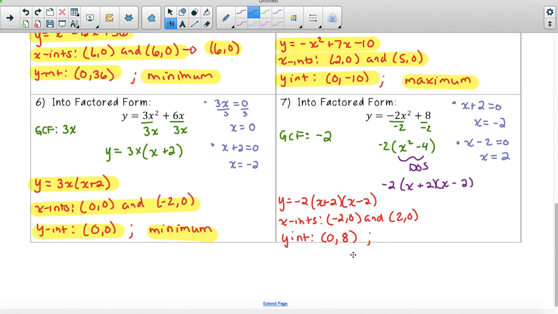And now we determine if this is a minimum or maximum. The a value was a negative 2 from the beginning, and we still have a negative 2 in the front. So since it's negative, it opens down, which means our vertex is at a maximum. So our factors are y equals negative 2 times x plus 2 times x minus 2. Our x-intercepts are at negative 2, 0 and 2, 0. Our y-intercept is at 0, 8. And we have a maximum because our a value is negative.